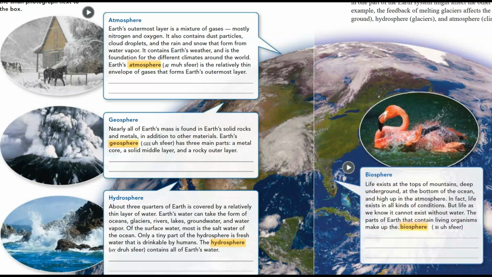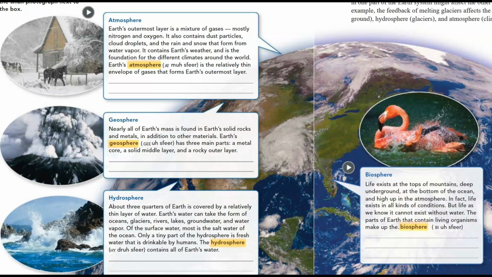So atmosphere is our first one. It says Earth's outermost layer is a mixture of gases, mostly nitrogen and oxygen. It also contains dust particles, cloud droplets, and the rain and snow that form the water vapor. It contains Earth's weather and is a foundation for different climates around the world. Earth's atmosphere is the relatively thin envelope of gases that forms Earth's outermost layer. So if we look in this picture, we can see that it is snowing a lot. So we can say the atmosphere is interacting with the biosphere.